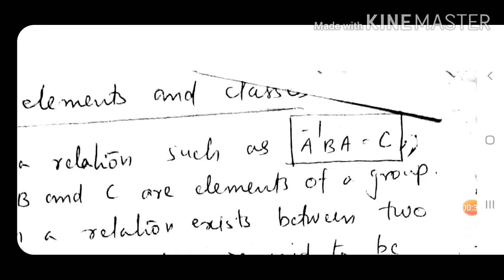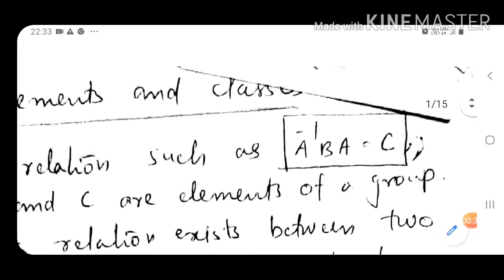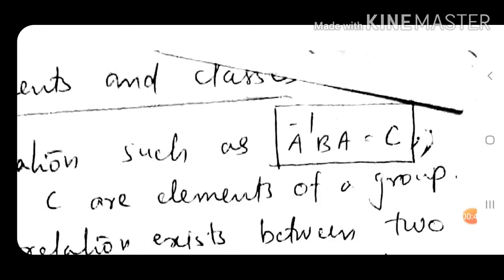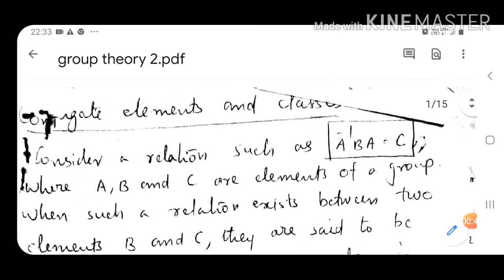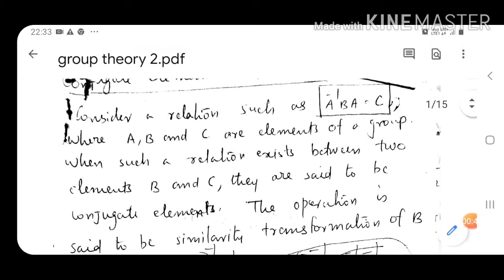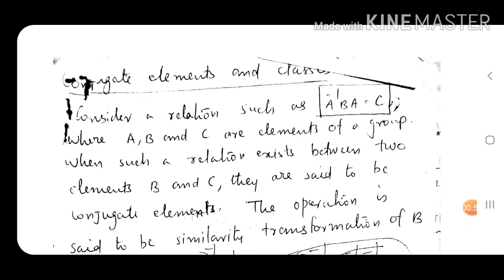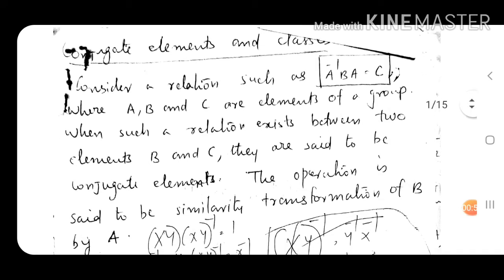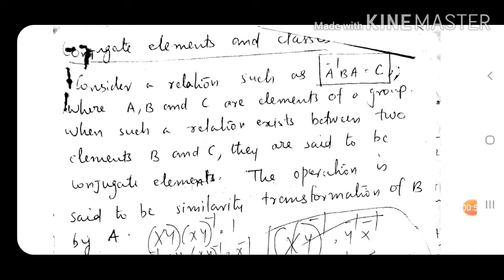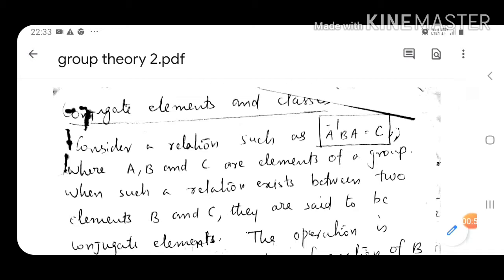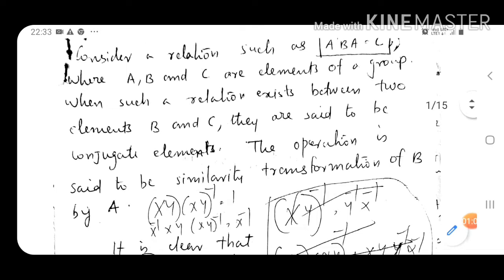A, B and C are elements of the group. So when such a relation exists between the elements of a group, we say B and C are conjugate elements, or B and C are conjugate to each other. Now this operation is said to be a similarity transformation of B by A. A inverse BA equal to C is called the similarity transformation of B by A.